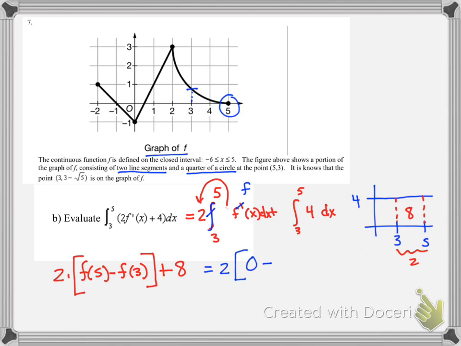Okay, well, let's see. It is known that the point 3, comma 3 minus the square root of 5 is on the graph of f. Oh, wait a minute. That's great. That's the missing piece. This tells me this is 3 comma 3 minus square root of 5. Now I have this value right here. F of 3 is really 3 minus the square root of 5.